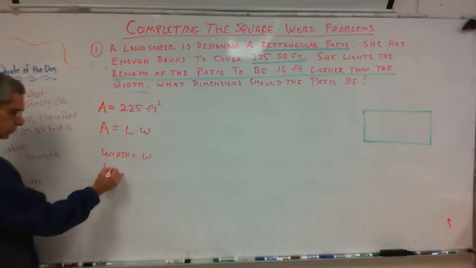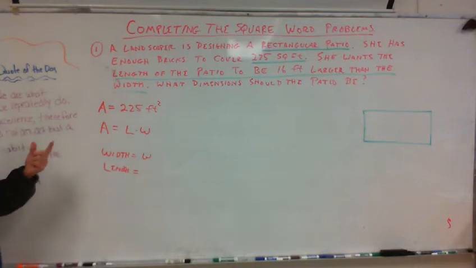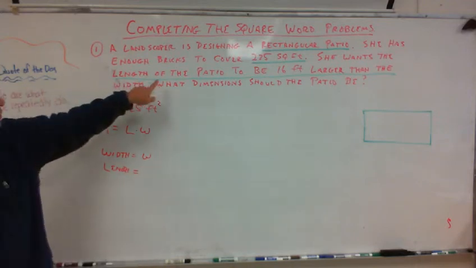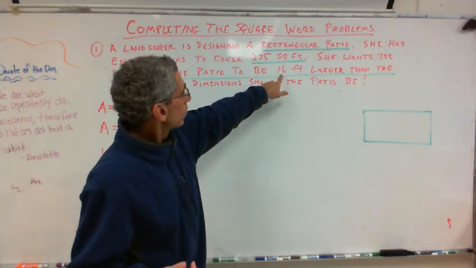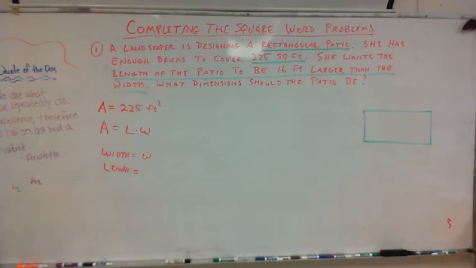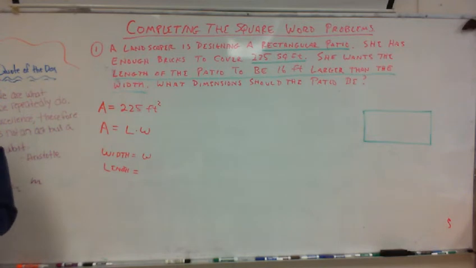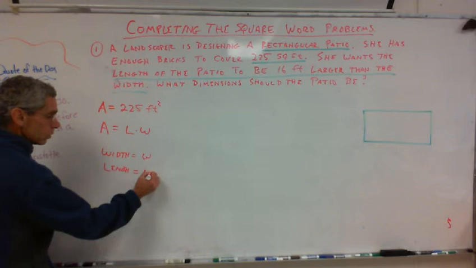What would the length be? L. Well, okay, except in terms of W. The length of the patio will be 16 feet larger than the width. How would I write that? W plus 16. Does that make sense? It doesn't say 16 times as large. If it said 16 times as large, then it would be 16 times W, right? But it says 16 larger than, so you're going to add. Does it make sense? So W plus 16.